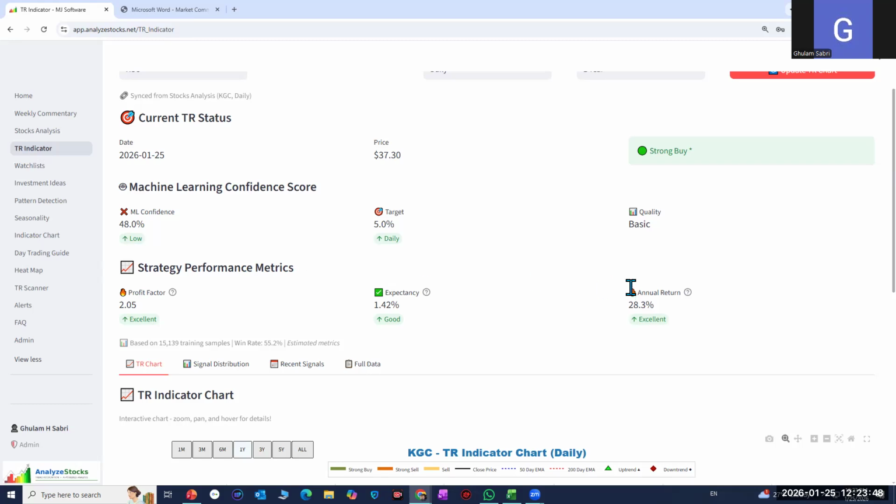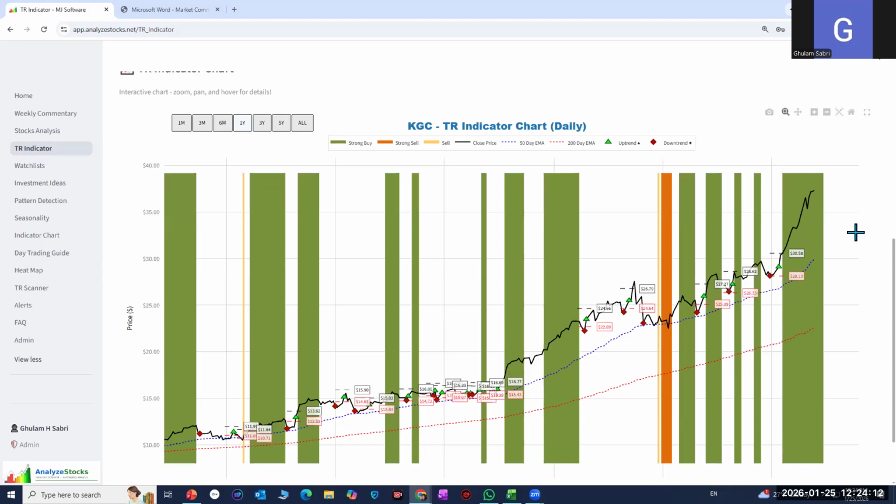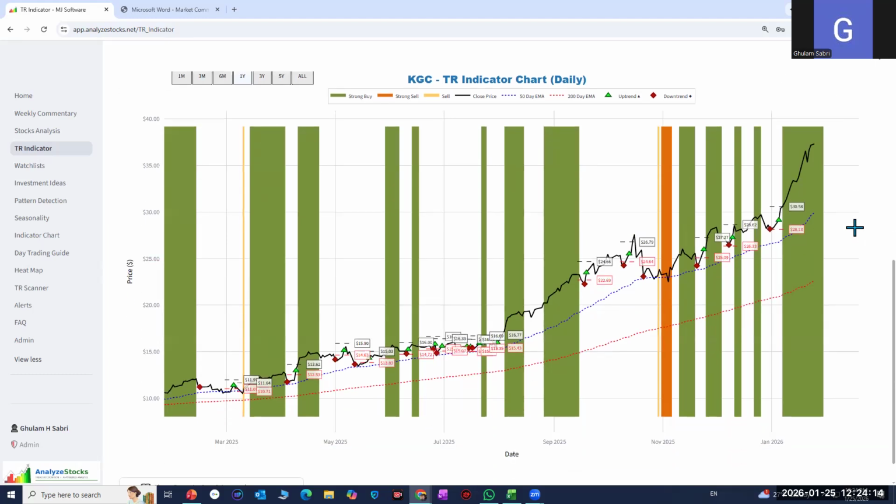What does this mean? It means that it has already moved a lot. So if you enter at this point, the ML model, which is different from the AI analysis, there are two different AI analyses, is slightly giving a low confidence that it will increase by 5% very easily. But overall, its profit factor is good, expectancy is good. So let's not go into these numbers and analyze this on our chart. And what happened on 19th of December, which made us decide, let's go for this.